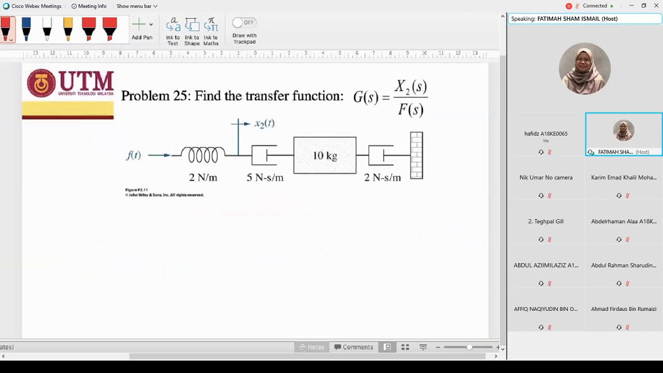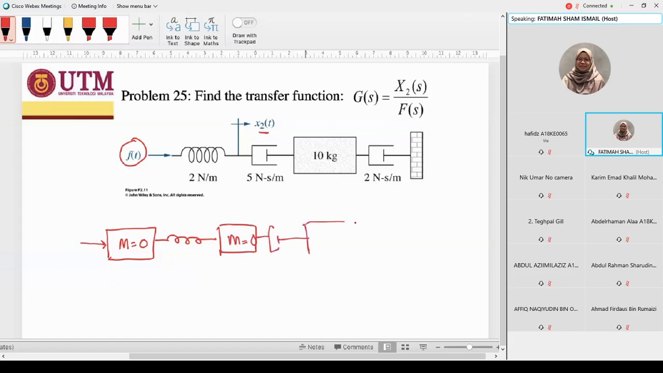So you can try this one also. Looks like you need to create a few dummy M's. But finally you can get what is x2. X2 over F(s) is given here. So we have the example from the previous example. Hopefully you finally can create the schematic diagram for this system. You have the spring. Between the spring and the damper here, you need to create another M0, otherwise you cannot connect it to this one. Then you have the damper, and then you have the 10 kg M, and then another damper.